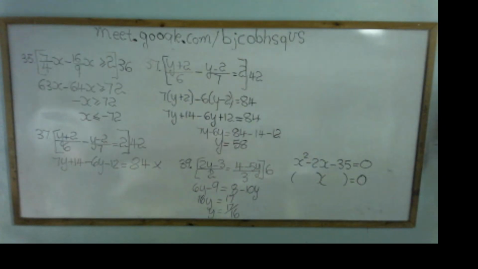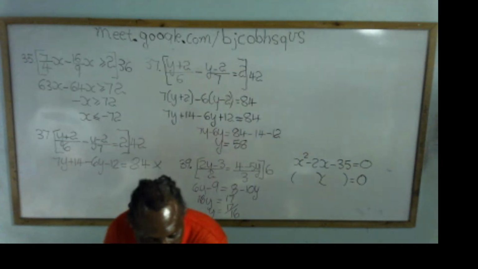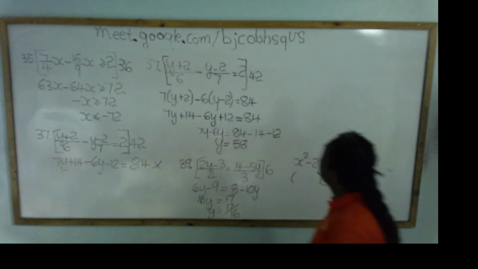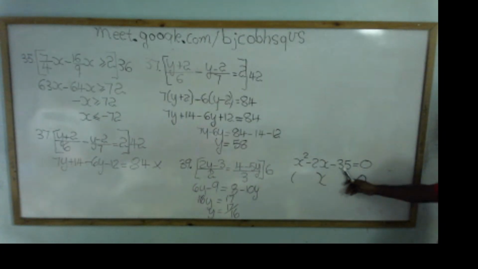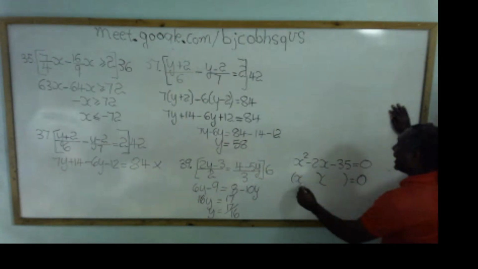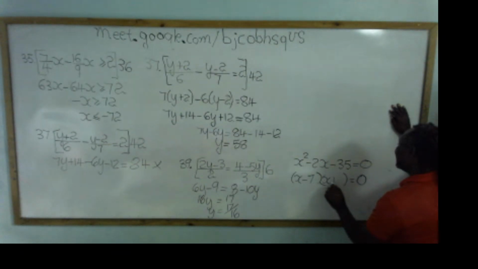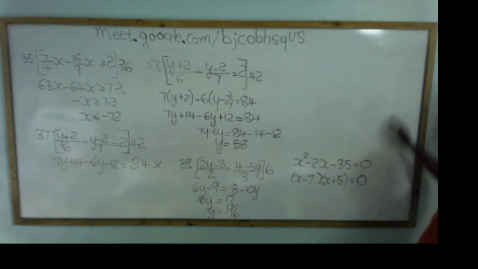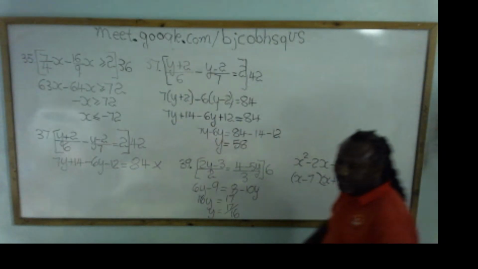So what are the factors? I am waiting for the factors, and I'm going to see the factors as soon as I look on the screen. No? Well, I'm not waiting any longer. The two numbers multiply to give a negative 35, and when we add them, we get a negative 2. x minus 7, x plus 5. X minus 7, x plus 5.